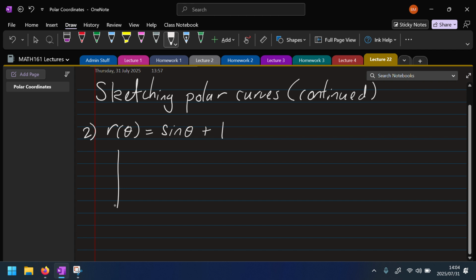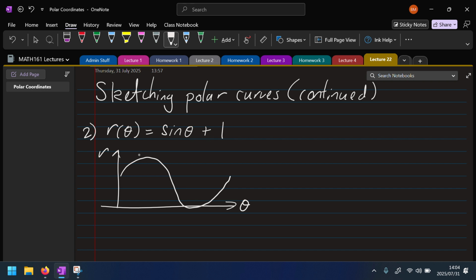Okay, so what does this look like? Let's say we've got r and theta. Sine theta, we know what that looks like, but the +1 just means we move everything up. So it's going to look something like this. We've got our important angles going along: 0, pi over 2, pi in the middle, 3 pi over 2, and 2 pi. Again, you can fill in more angles if you need, but you don't need all of them. If you have enough points to connect the dots, then that's all you really need.